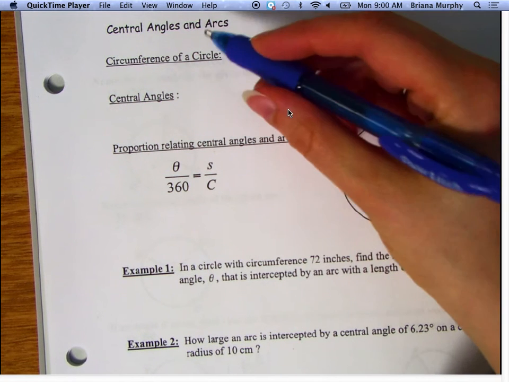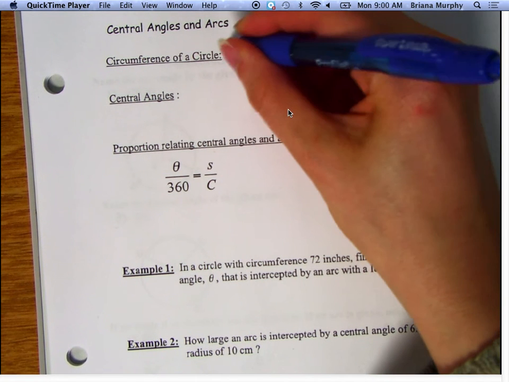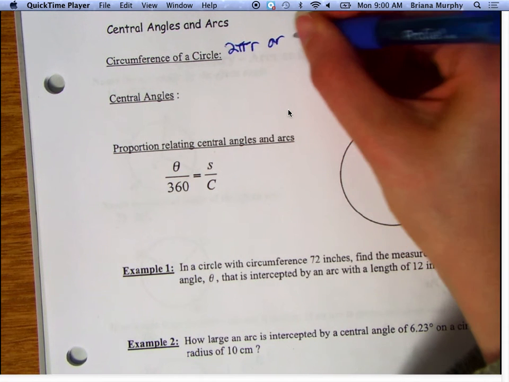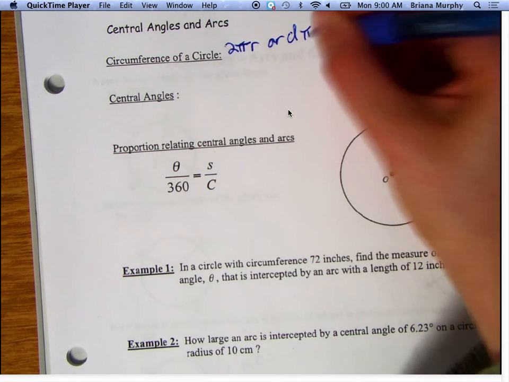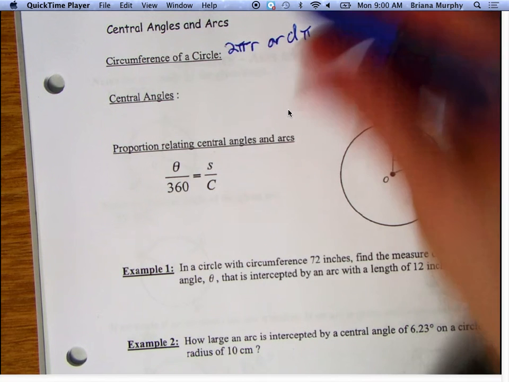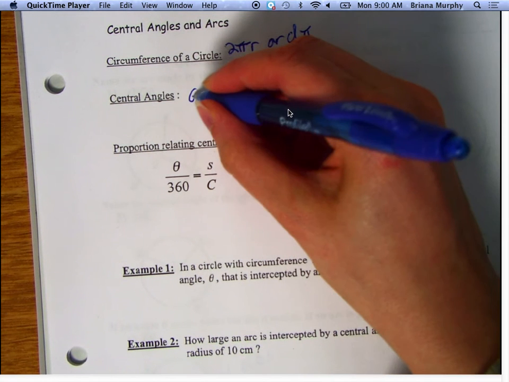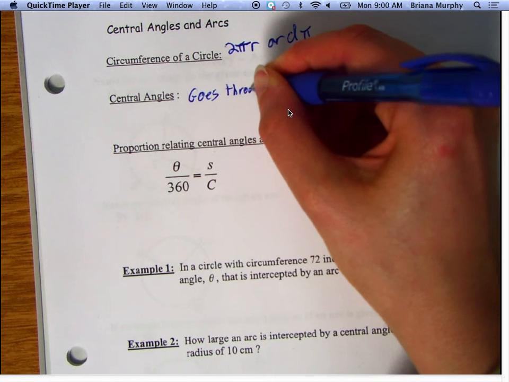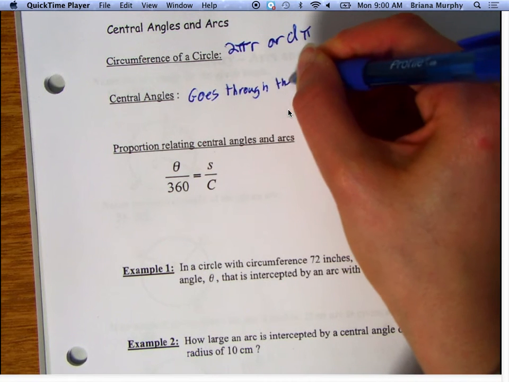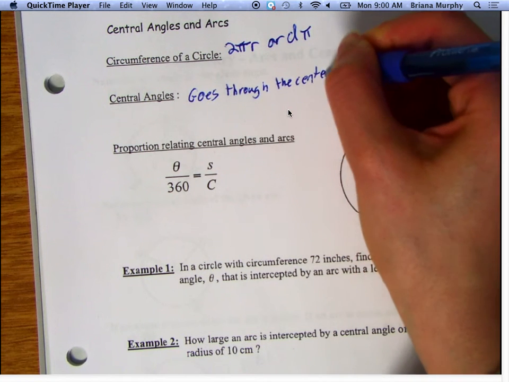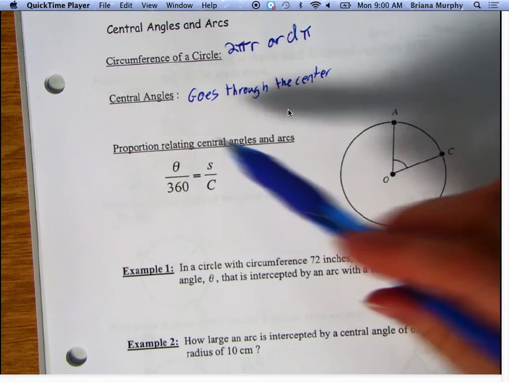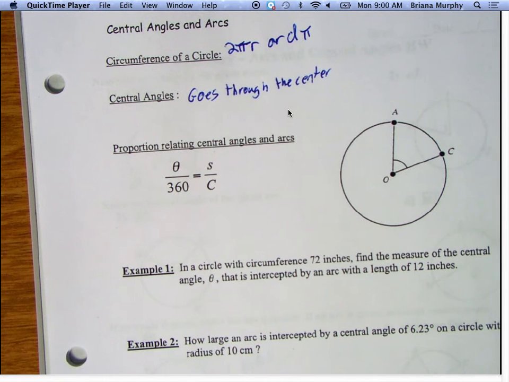Okay. Circumference of a circle we know is 2 pi r or diameter times pi. Okay. Central angle goes through the center. Justin, will you put the door closed so I can't hear other people? Okay, this little equation right here we'll use more when we talk about sectors.